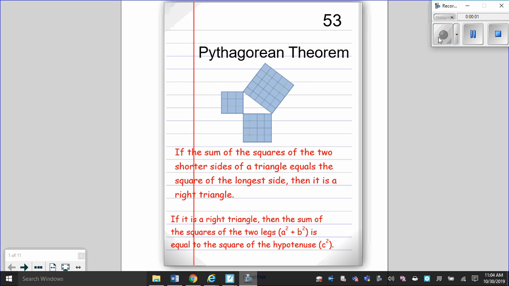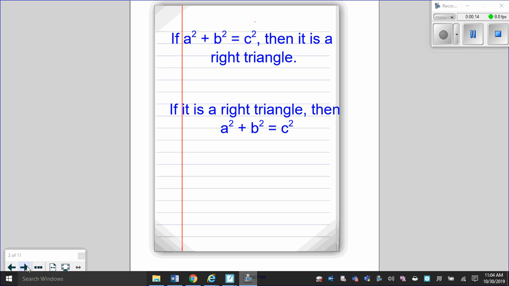This is the third set of notes on the Pythagorean theorem. We already should have a picture on page 53 that shows the theorem. We should already have down the two parts of the Pythagorean theorem, which you can write more easily if you want to: if a squared plus b squared equals c squared, then it's a right triangle. And if it's a right triangle, then a squared plus b squared equals c squared.